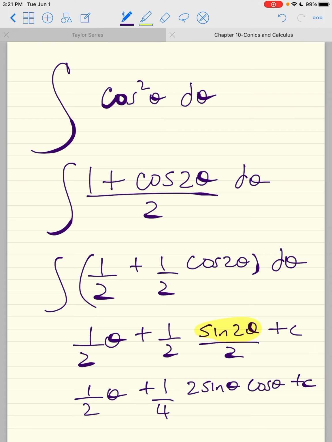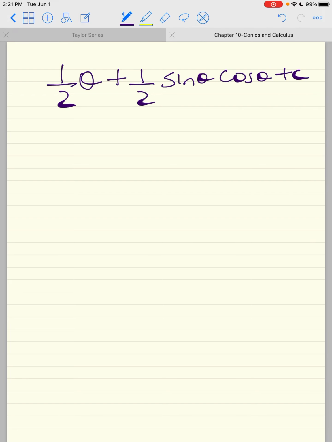So when we do a little simplifying, this and this will give you 1/2. I hope everybody's with me. Slow down the video if you need to. I end up with 1/2 theta plus 1/2 sine theta cosine theta plus c.